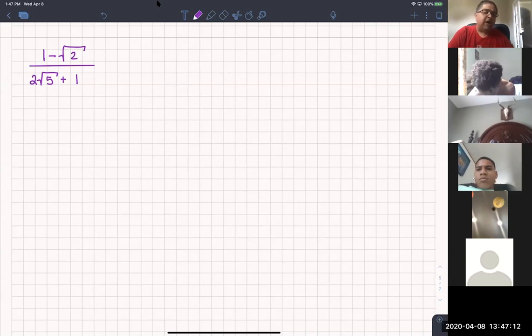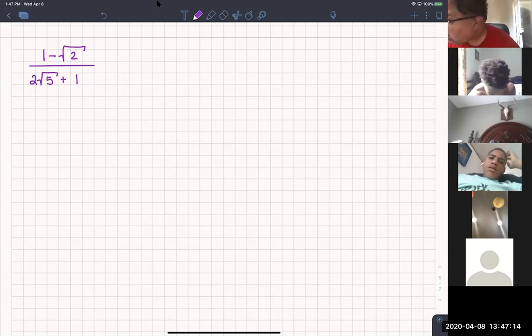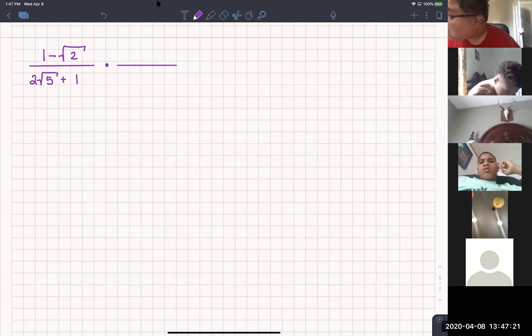So what are we going to multiply by? The conjugate. So what's the conjugate of 2 root 5 plus 1? 2 root 5 minus 1. Good.